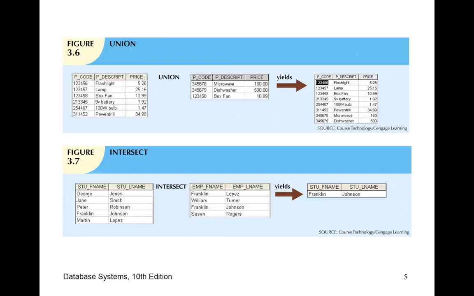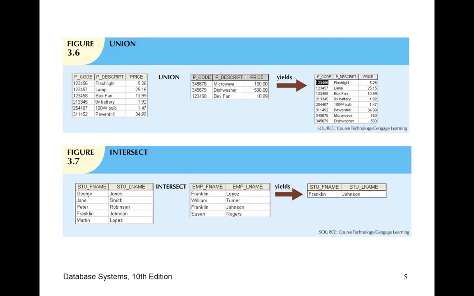All right, the intersect is a little bit different. Figure 3.7. That was kind of easy. Only the information that appears in both the tables, in this case Franklin Johnson, appears in both tables. So when we do an intersect of our data, we're going to get just Franklin's name. Now, put your thinking caps on for a second. When would you use a union, and when might you use an intersection?